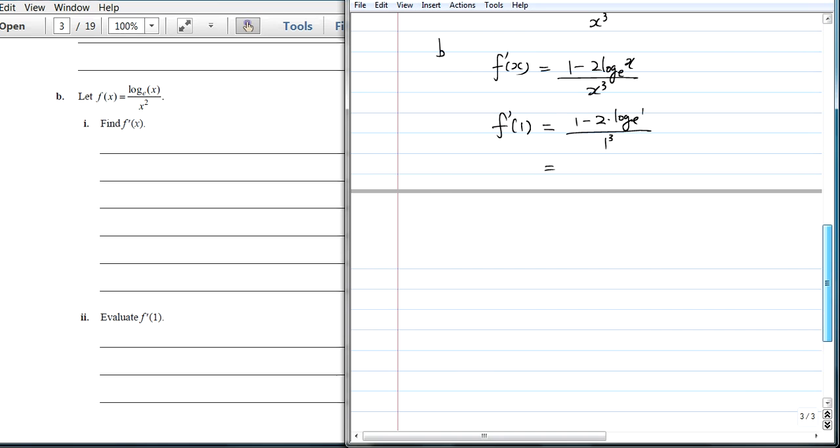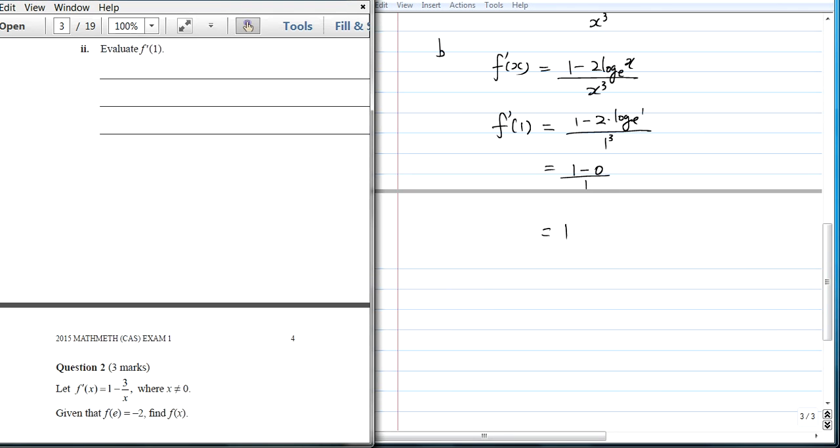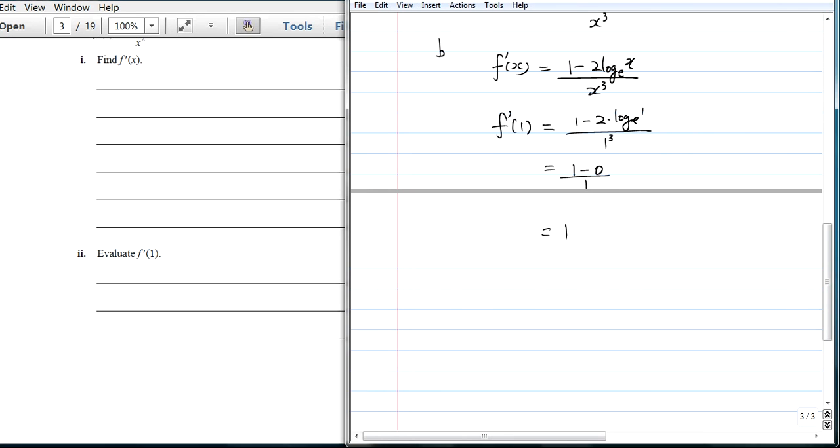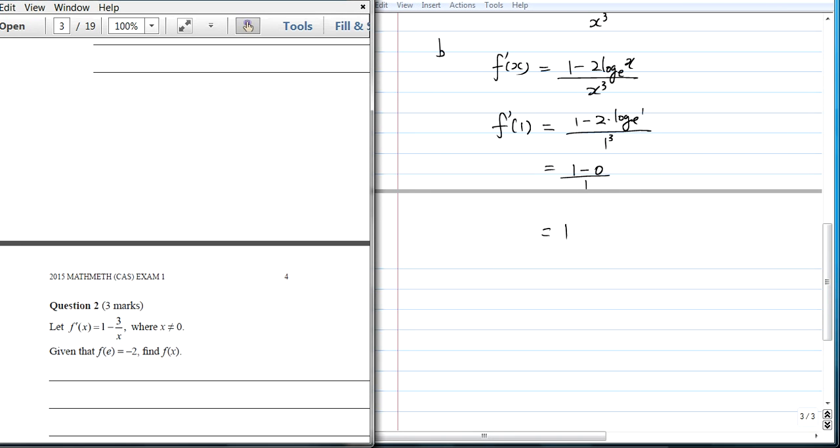So log 1 to the base e is what? It's just 0. This means the numerator becomes 1 minus 0 over 1. So 1 minus 0 is 1, over 1, it's just 1. Okay, so that answers the first question. Now the next video will start from question 2. Thank you.